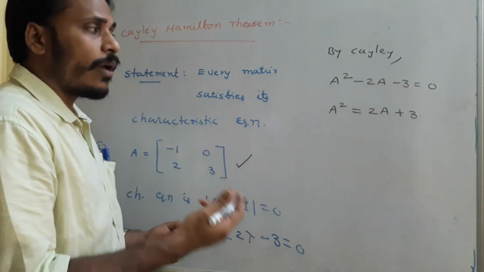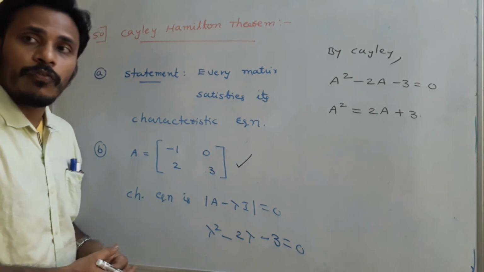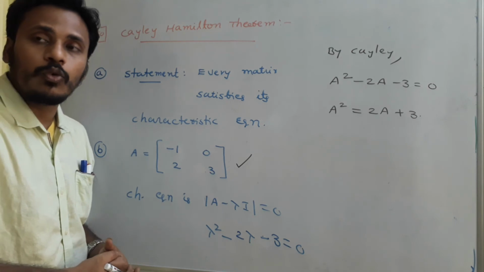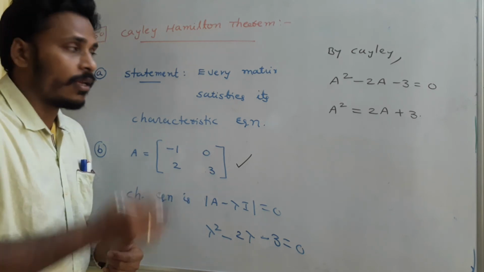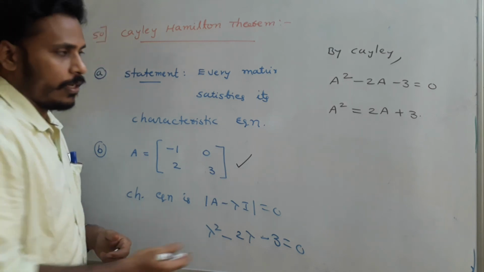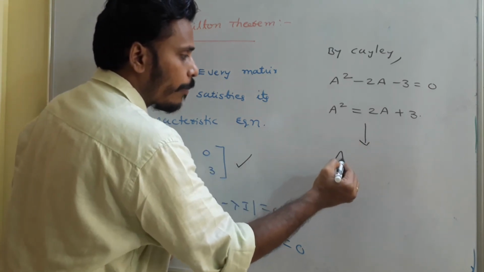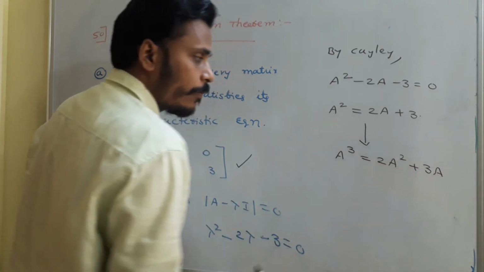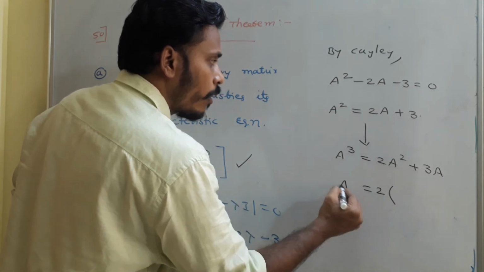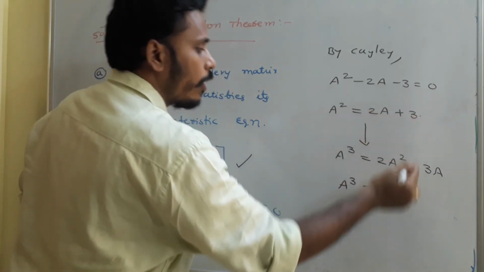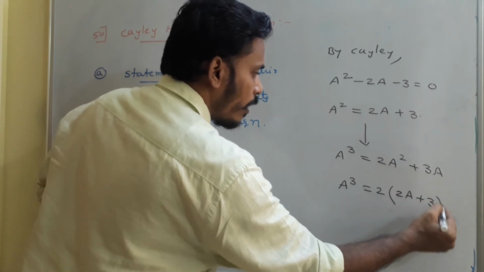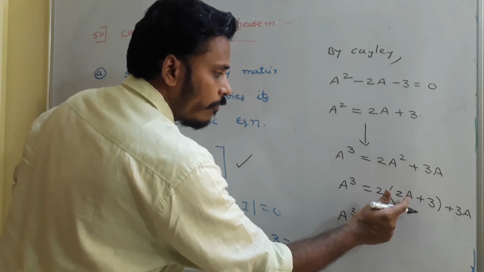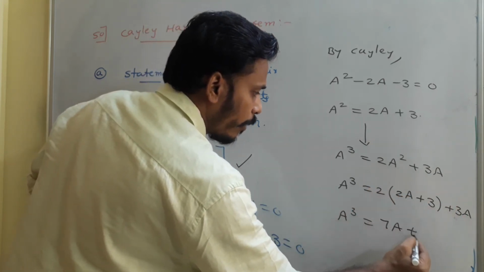Usually you will face some objective questions related to this theorem and the characteristic equation. The questions may ask you to find A power 4 or A cube. Look here, A square equals 2A plus 3. If you multiply everything with A, A cube equals 2A square plus 3A. Is it right? And this equals 2 times A square, and A square is already 2A plus 3, so replace again: 2(2A plus 3) plus 3A. So A cube equals 4A plus 3A, which is 7A plus 6.